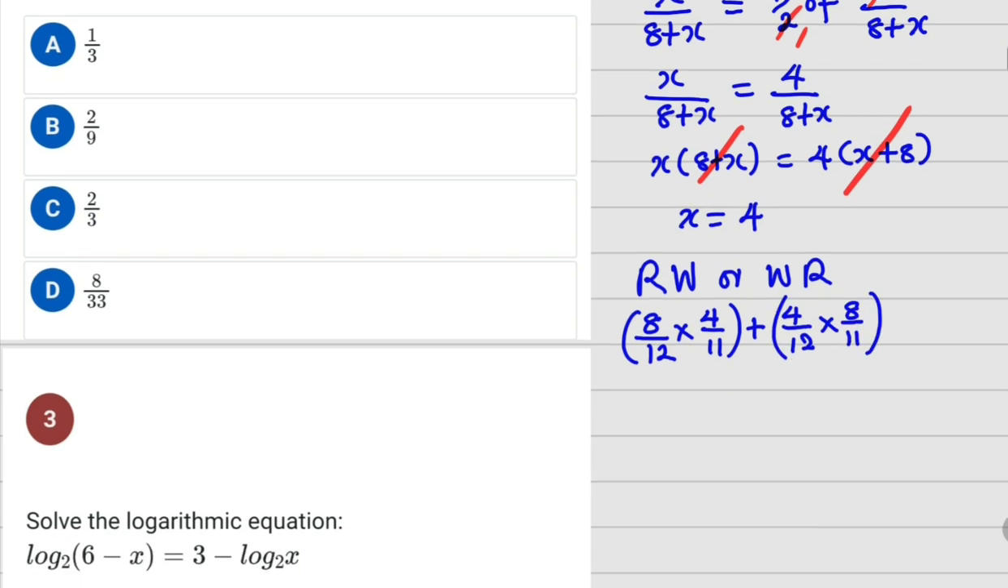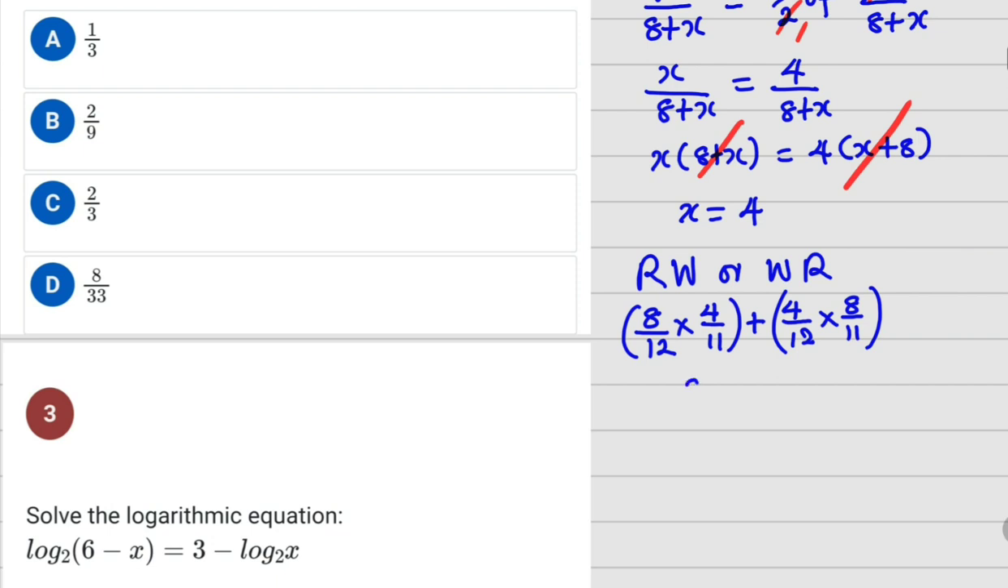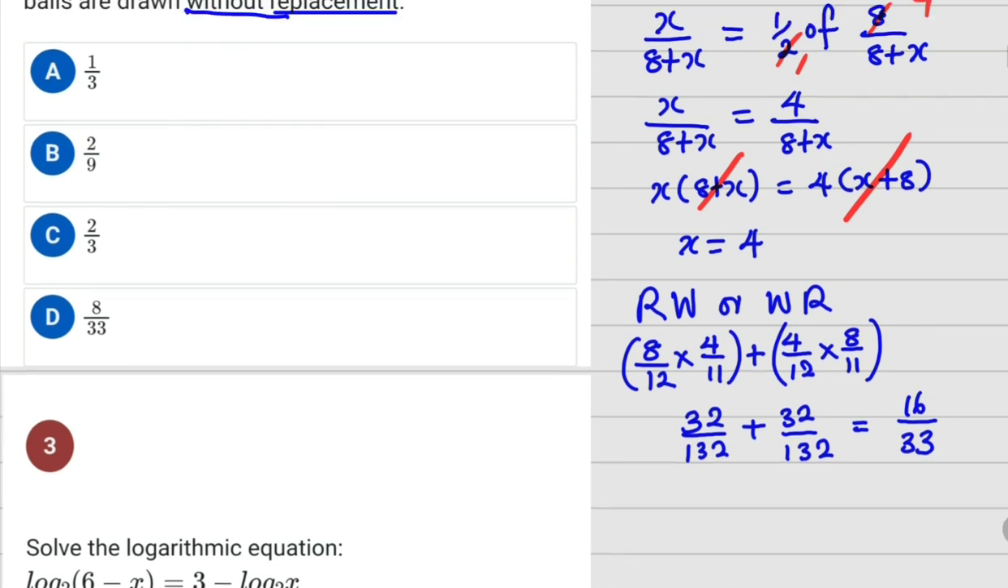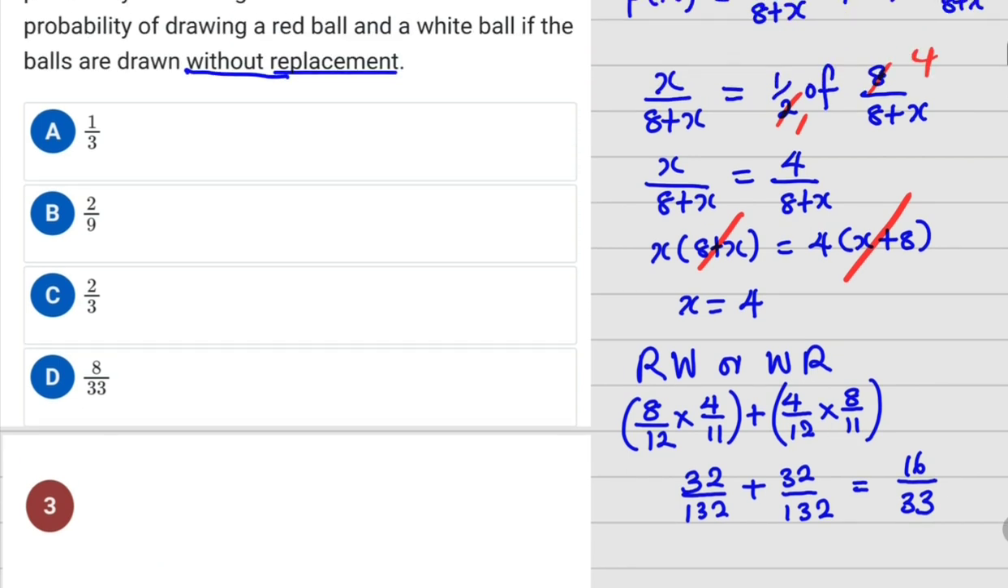Okay? Now, saying this, you are going to have 32 all over 132, yes, 132, then plus 32 over 132. Now, doing this, you are going to end up with 16 over 33. That is when you work this out. But if you check the options, there is no 16 over 33.